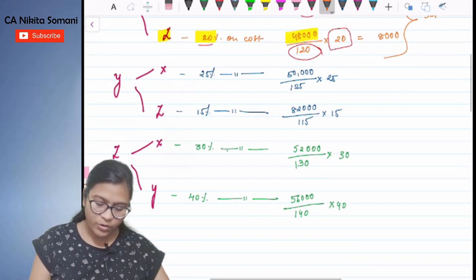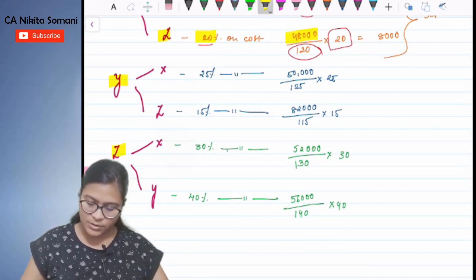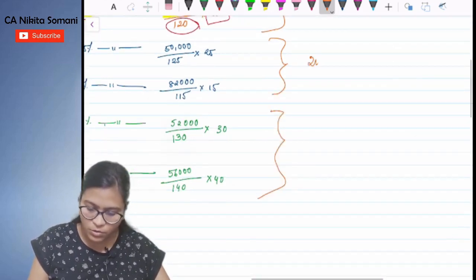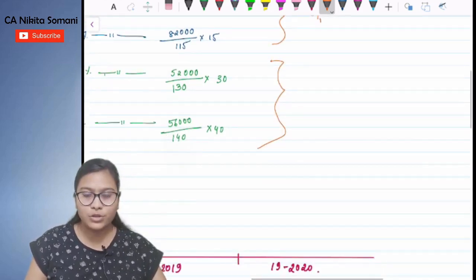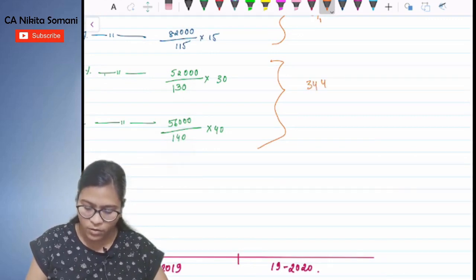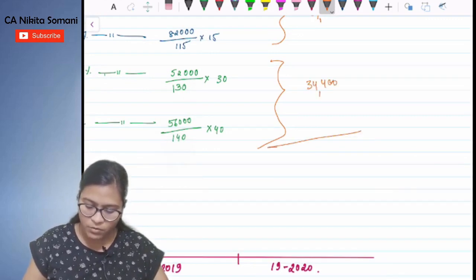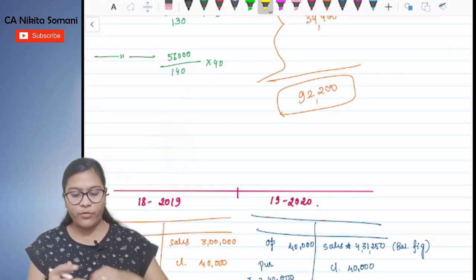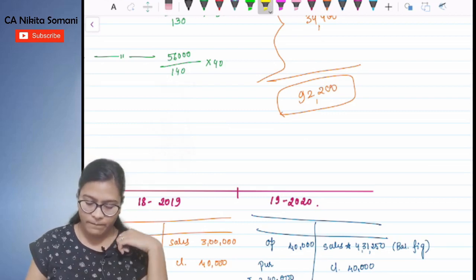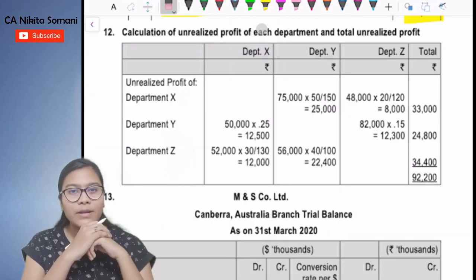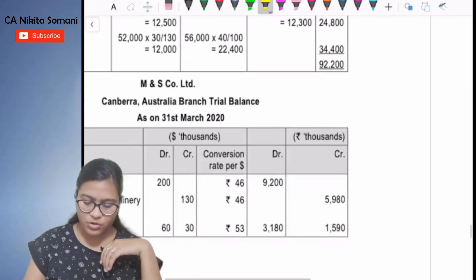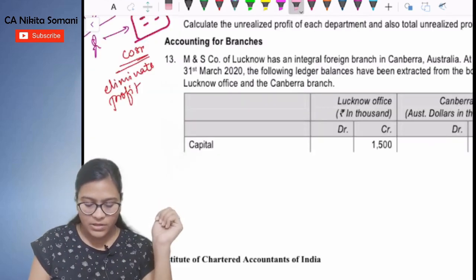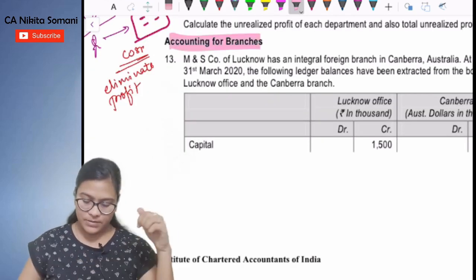Okay, similarly you will be solving for Y and Z as well. So those amounts, when you look in the answer, come to 24,800. I'm writing here the total amounts, and here 34,400, and the total amount here comes to 92,200. So this is the amount of profit which is to be eliminated. Okay, what will we call it? Calculation of unrealized profits. So that comes to how much? 92,200. We have seen. Next question, accounting for branches.